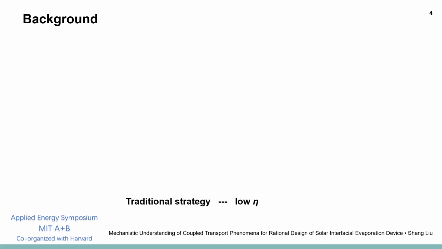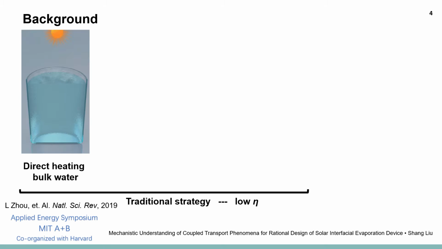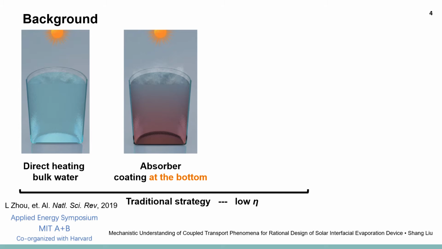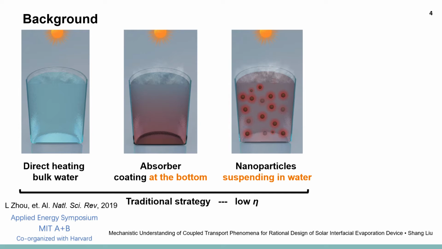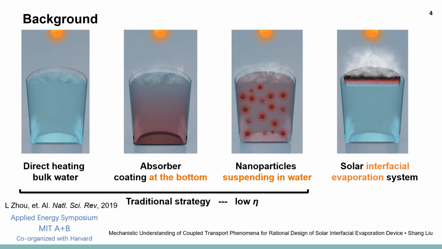The efficiency of traditional freshwater production strategies by solar energy is low because of heat loss, such as direct heating of bulk water, putting the absorber at the bottom, and suspending nanoparticles in water. In recent years, solar interfacial evaporation technology has begun to catch our eyes.